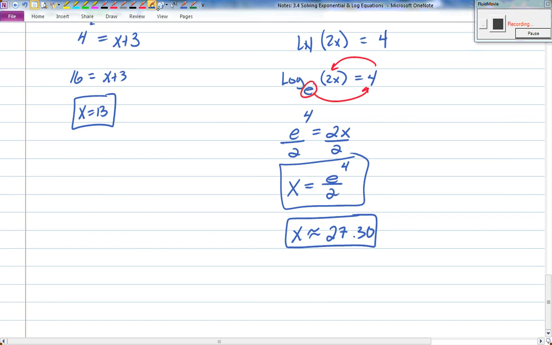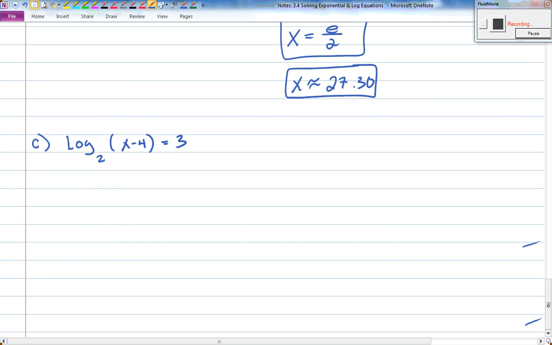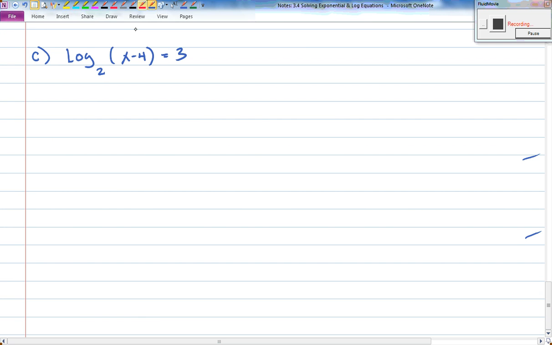Okay, we're going to finish up box 4 and box 5. So we'll do one more example here. If I have log base 2 of x minus 4 is equal to 3, we can say then that 2 to the power of 3 will have to give me back x minus 4. So we're going to have 2 cubed equals x minus 4. So 8 equals x minus 4. So x has to be 12. All right, that's easy enough.